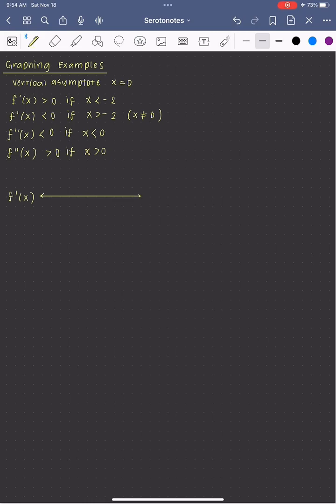So that is, you have a critical point at negative 2, and it's positive from the left and negative from the right. We can also construct the table of signs for the second derivative by plotting 0 as the inflection point, and it's negative from the left of 0 and positive from the right of 0.